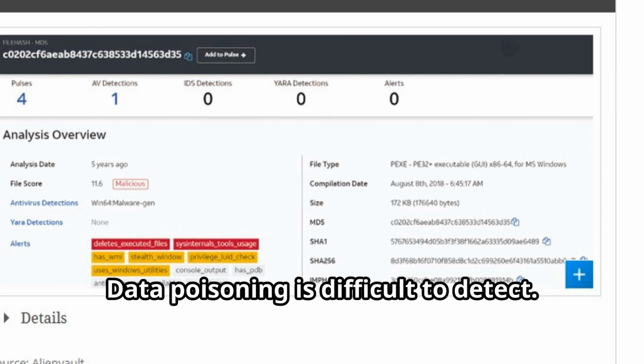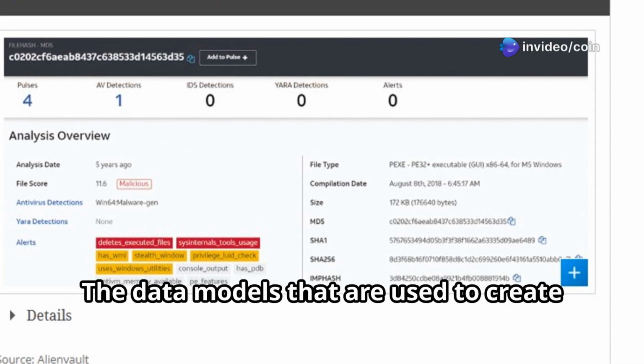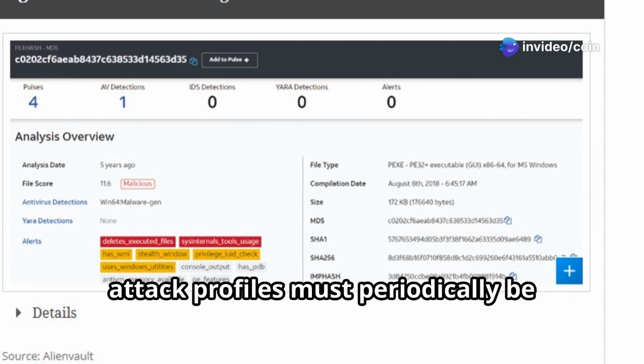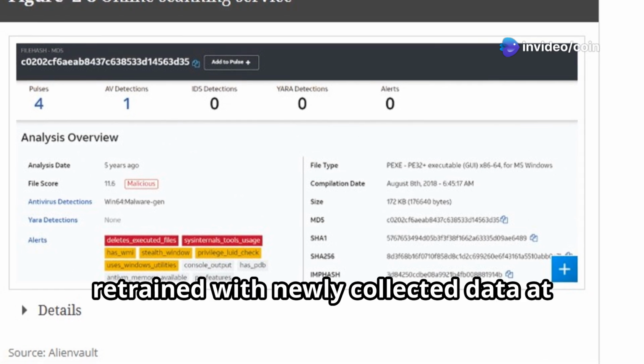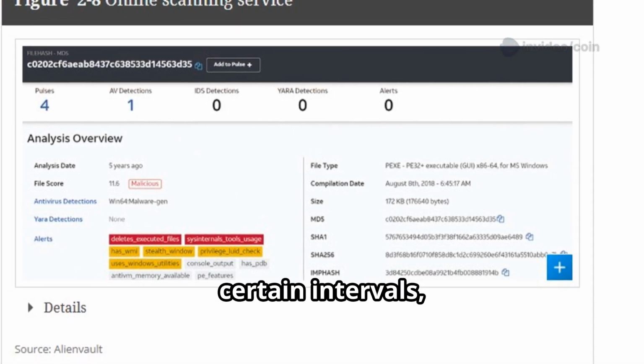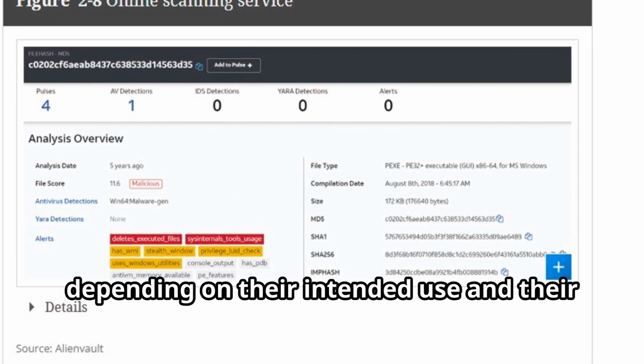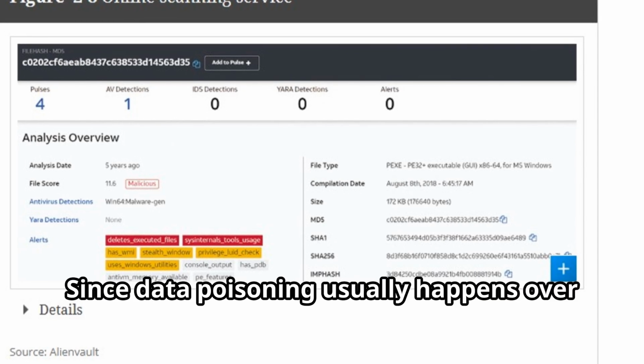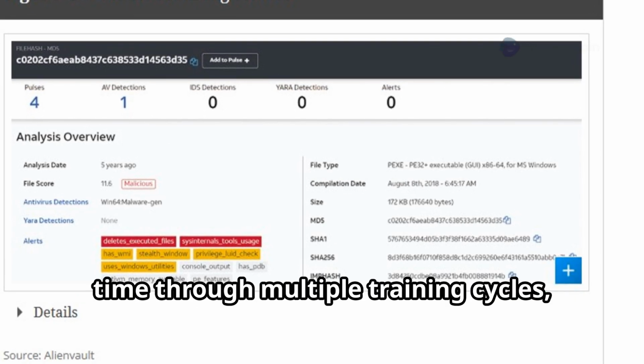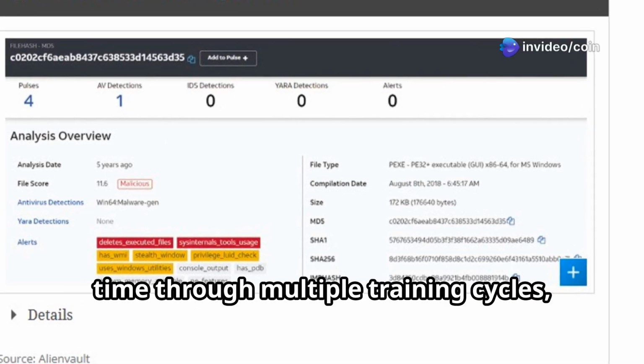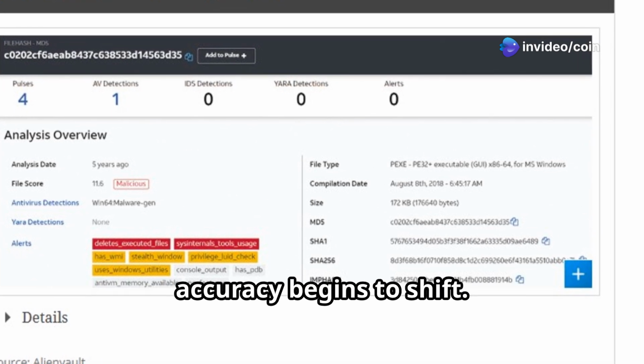Data poisoning is difficult to detect. The data models that are used to create attack profiles must periodically be retrained with newly collected data at certain intervals, depending on their intended use and their owner's preference. Since data poisoning usually happens over time through multiple training cycles, it can be detected when any prediction accuracy begins to shift.